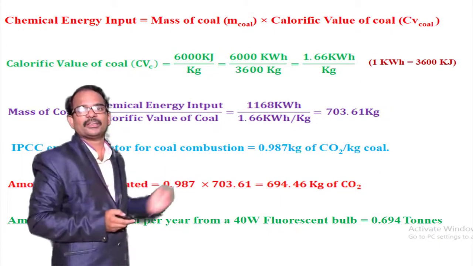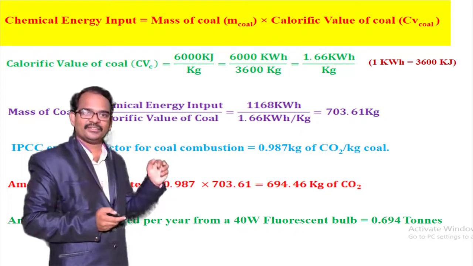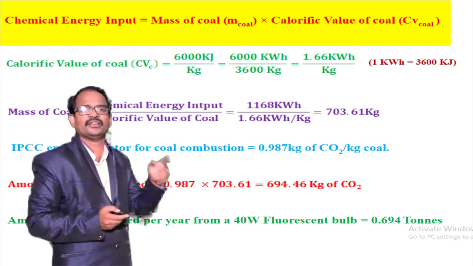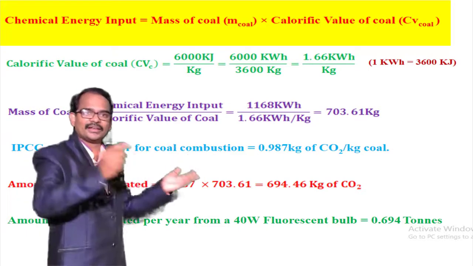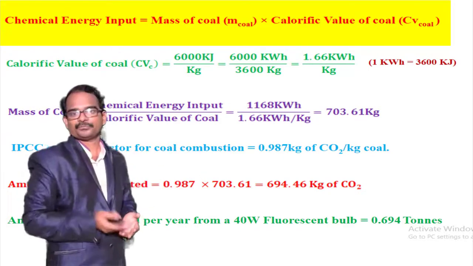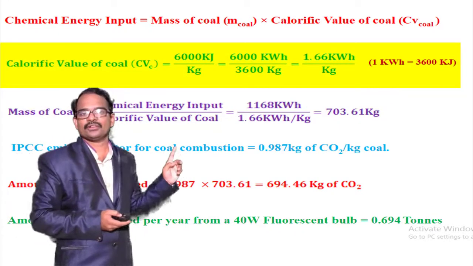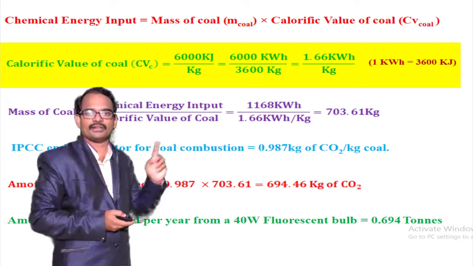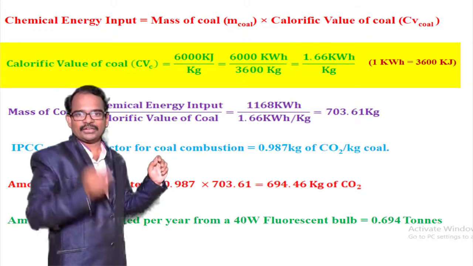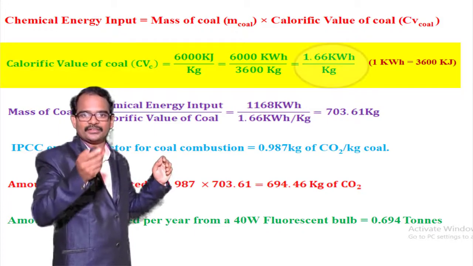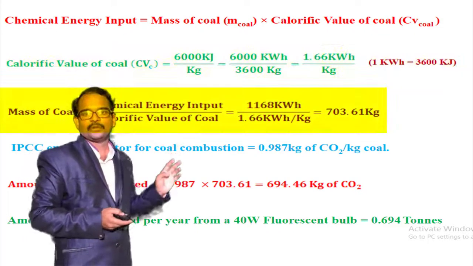Right. So what is the chemical energy input formula? Mass of the coal into calorific value of the coal. Mass is in kg, calorific value is in kilojoule per kg. If I cancel kg and kg, I will get it in terms of kilojoules, and I can convert this kilojoule to kilowatt hour. The calorific value of the coal is 6000 kilojoules per kg. 1 kilowatt hour is equal to 3600 kilojoules, so 1 kilojoule is equal to 1 by 3600 kilowatt hour. If I divide 6000 kilojoules per kg by 3600, I get around 1.66 kilowatt hour per kg.